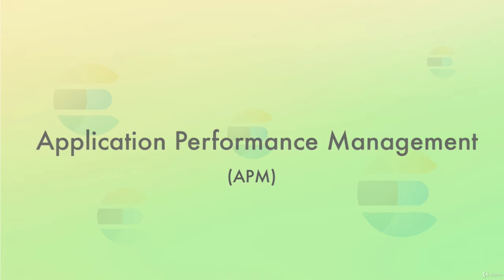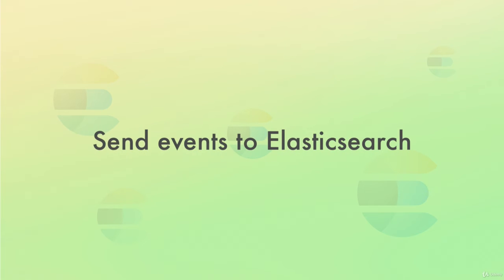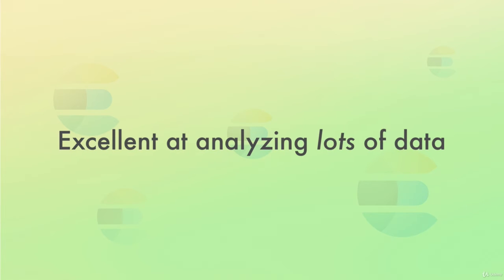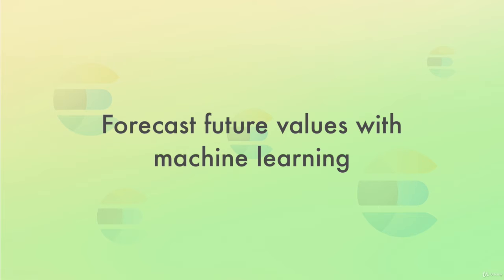I'll get back to what the Elastic Stack is in the next lecture, so don't worry about that for now. Another common thing to do is to send events to Elasticsearch, which can be anything you want really. Perhaps we're sending sales from physical stores to Elasticsearch, in which case we can analyze which stores sell the most. We can do that with something called aggregations, which you may know from relational databases. But we can do much more than that, so Elasticsearch is great at analyzing lots of data. An example of what you can do is to use machine learning to forecast sales based on historical data. That could also be useful for capacity management.